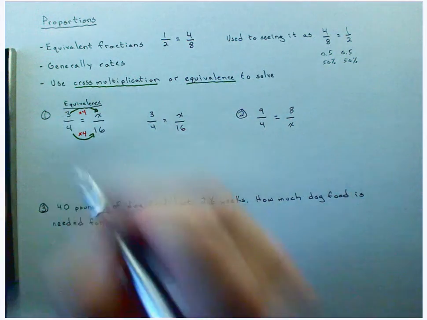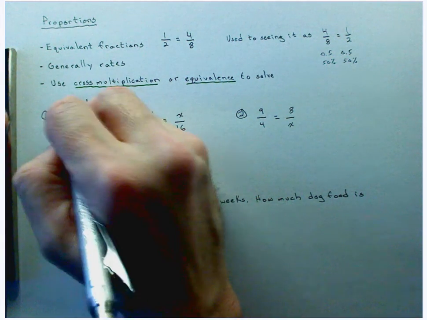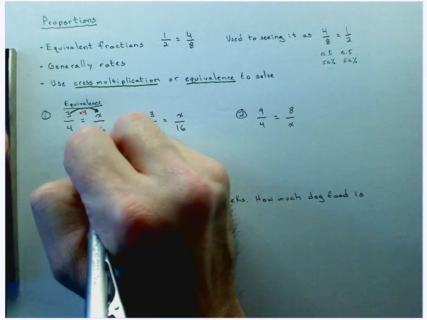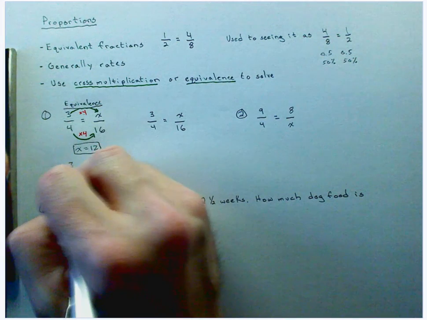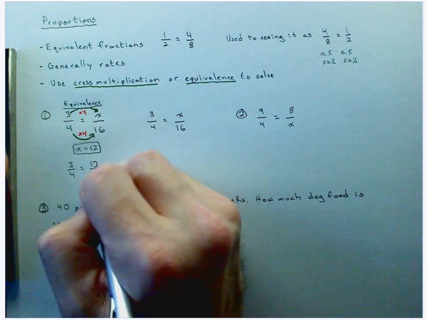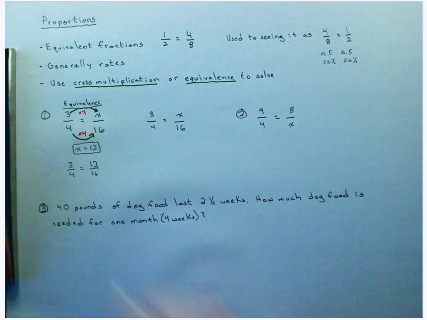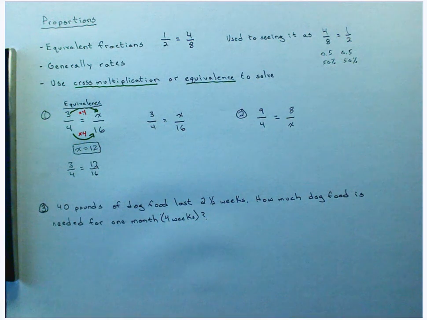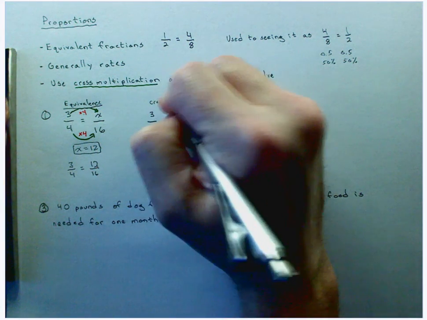So what is my value of x? I know that x equals 3 times 4, which is 12. That is my answer. It's simply saying 3/4 is equal to 12/16. If I were to simplify 12/16, dividing both the numerator and the denominator by 4, I would get 3/4. But sometimes you just can't see it, so that's why we look at doing some cross multiplication.